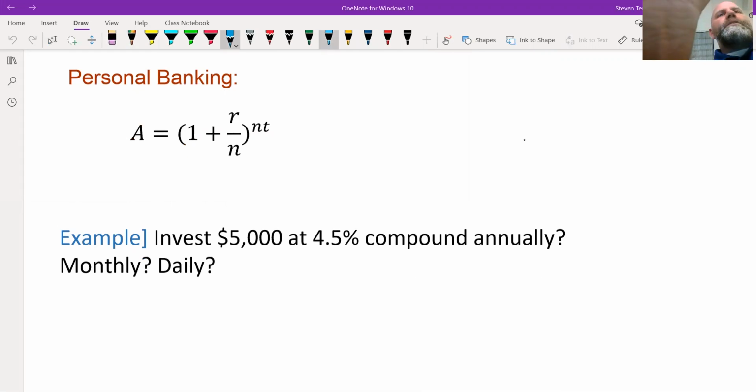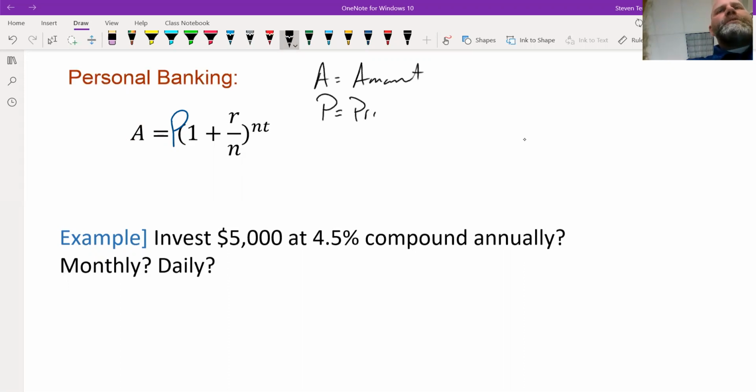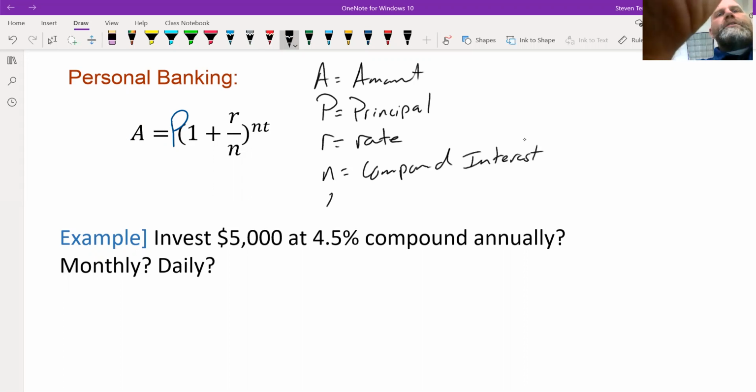Let's take a look at personal banking. Here I have A equals P, parentheses 1 plus r over n, raised to the nt. Let's review these variables. A is going to be the amount, P is going to be the principal, which is how much money you invested into the bank. r is going to be the rate, n is going to be the compounding, and t is going to be time.